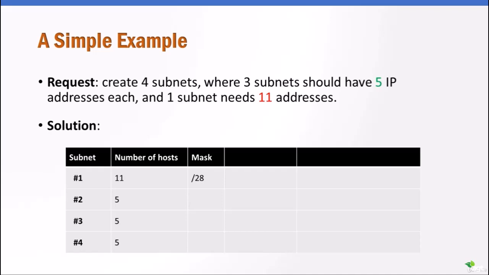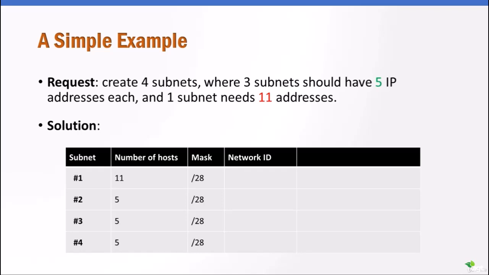Mask /28 is perfect for us because that means we'll use 28 bits for the network portion and the remaining 4 bits for the host portion. Again, 4 bits is enough because 2 to the power of 4 is 16. Now we'll just copy that into all the other subnets. Since this is fixed length, all of the subnets have the same mask.